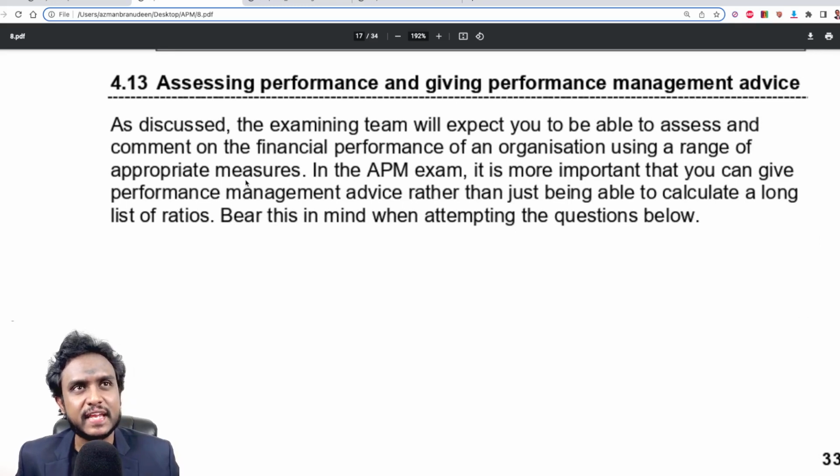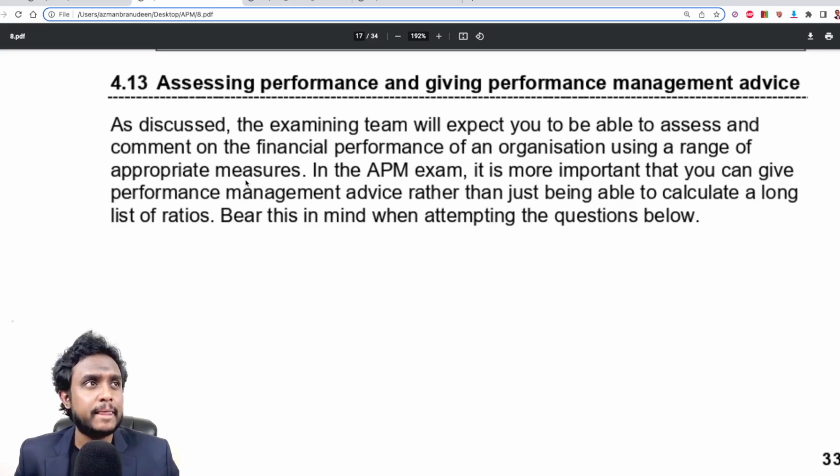Assessing performance and giving performance management advice. This is just to reflect on what your job is. In APM, again, I'm reminding you, no calculations. You're not expected to do that. That's all looked at in calculations. If you're taking up AFM from the electives, that's where you find this. In fact, in AFM, it goes way beyond this. NPV, IRR goes way beyond this. With NPV, we even go further to look at things like adjusted present value.